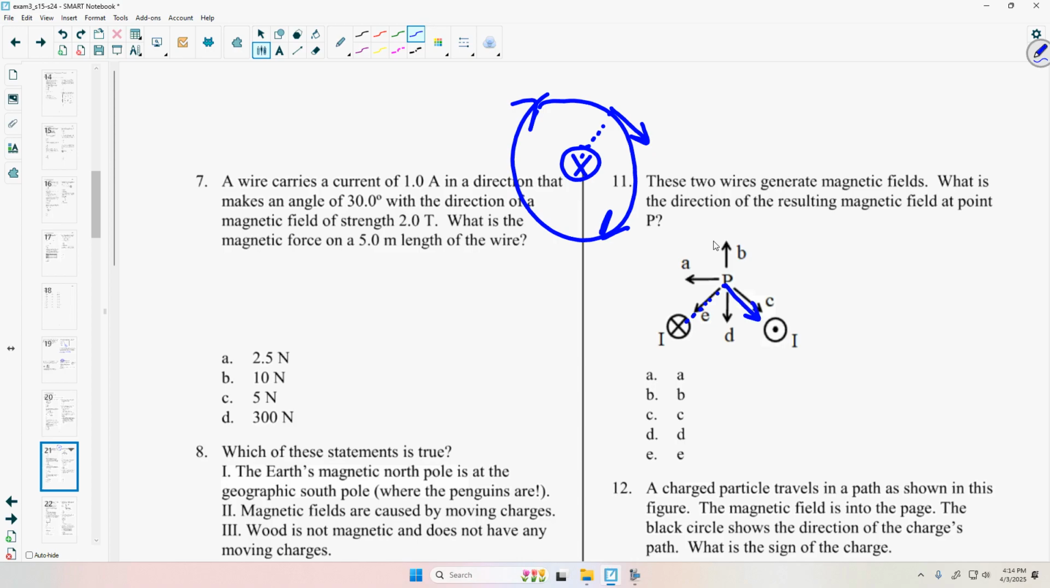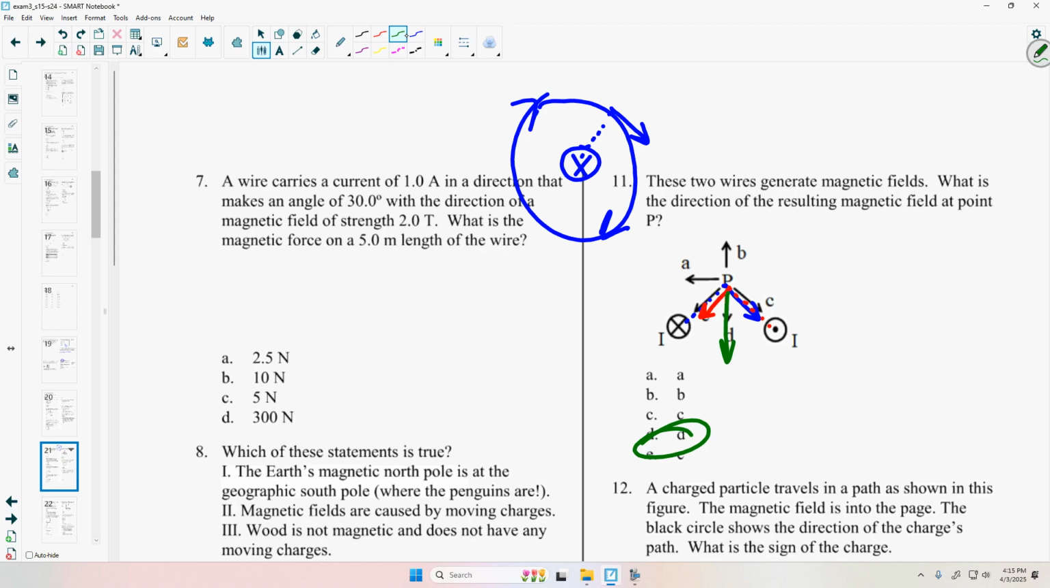direction. And then for the other one, I can draw a radial line. See, it's out of the page, so that vector is going to be in that direction. Then the resultant of those two vectors is going to be in that direction. So D is the right answer. Let me step through what I just did there.